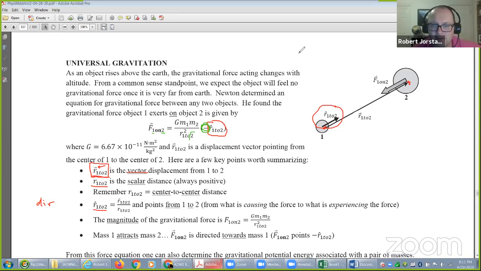So this is getting sloppy. Let me clear this out. 1 on 2, right? This makes sense. We expect it to point this way, right? 1 will pull 2 towards it using gravity. So notice if I go from 1 to 2 this way, that's not the right direction. That's why I have negative 1 to 2 hat. That's enough on that. Good.